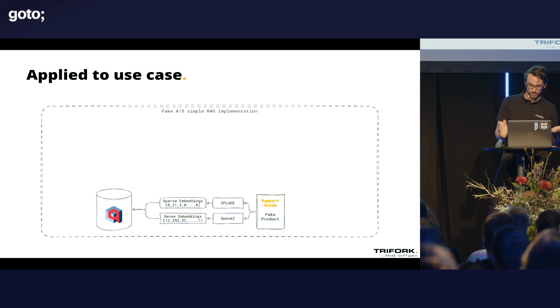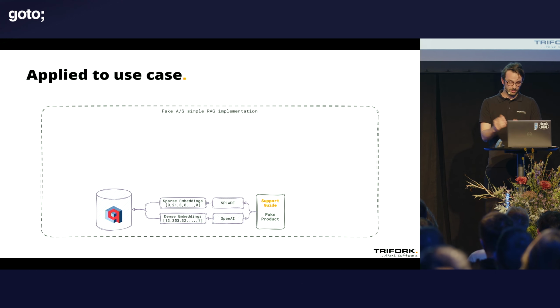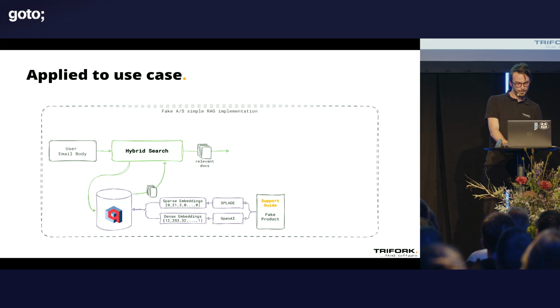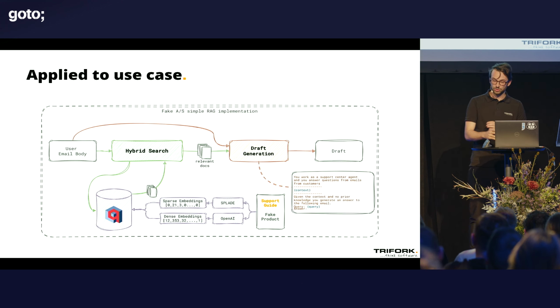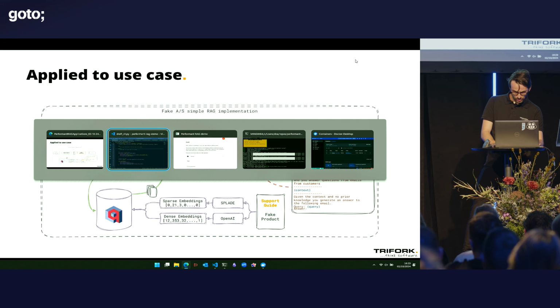When applied to our use case, we take our support guide and then we embed it into our vector database. I'm using Qdrant in this case. Then we're going to take the email body and supply it to our retrieval or hybrid search module, where we get the relevant documents. And then we'll generate a draft using a bit of prompt engineering to allow us to only get the answer out of the text. So let's just look at that.